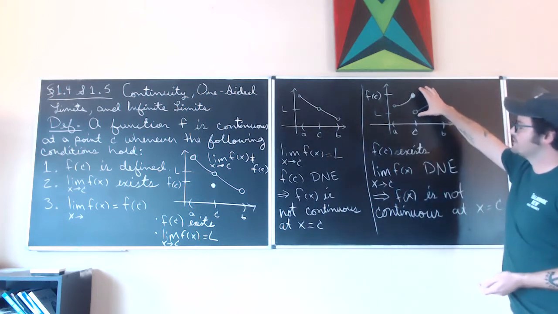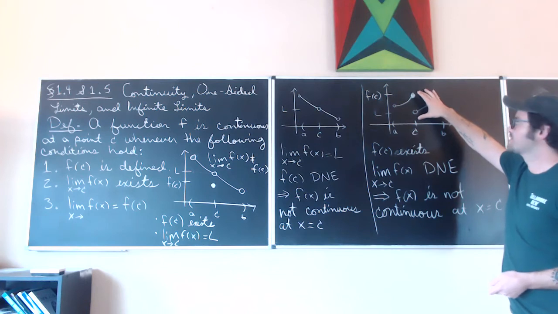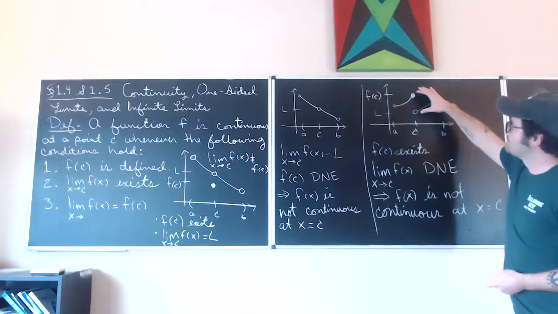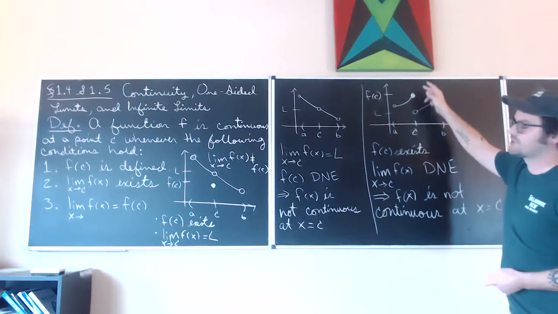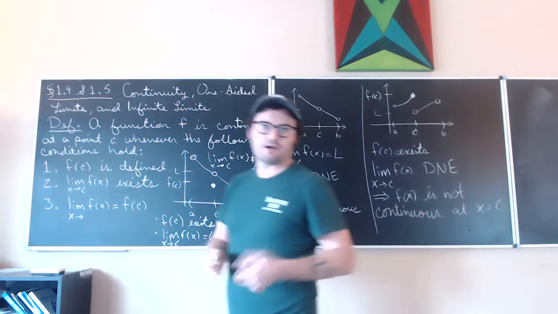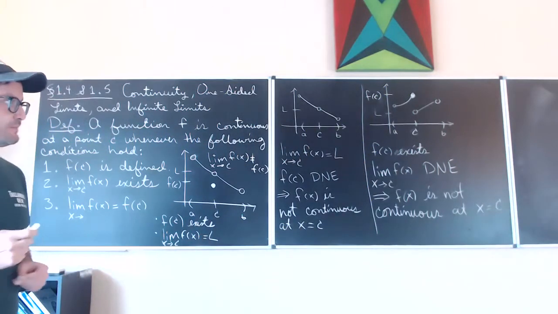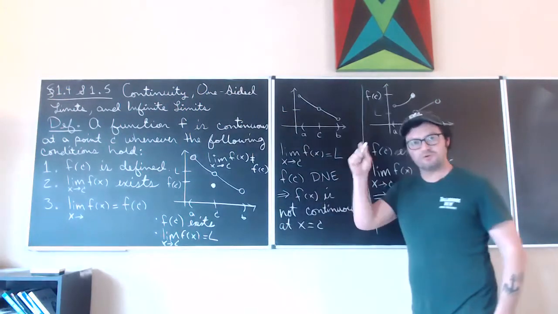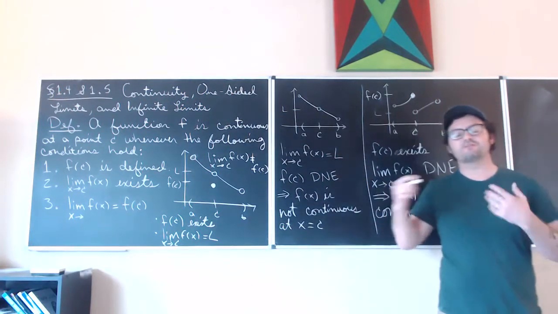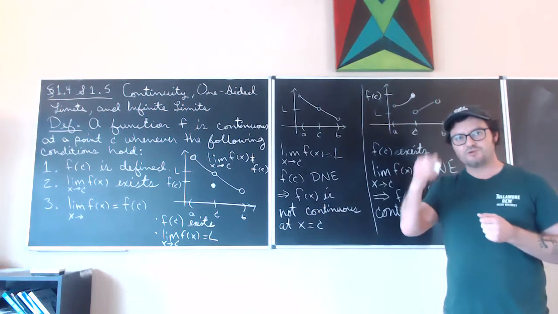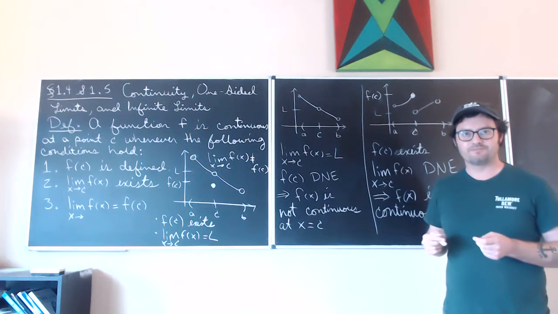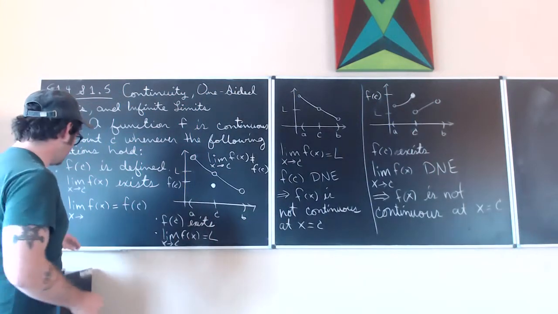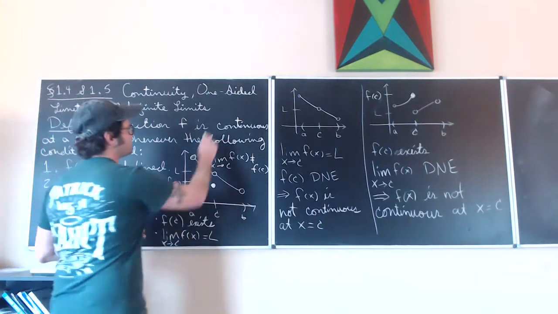This is not a removable discontinuity. This is what's called a jump discontinuity. There's no way to place in a value that's going to connect that graph. So you can think of continuous functions as smooth, graphs of continuous functions as smooth graphs. There's no holes. But so far, we've only defined continuity at a point.